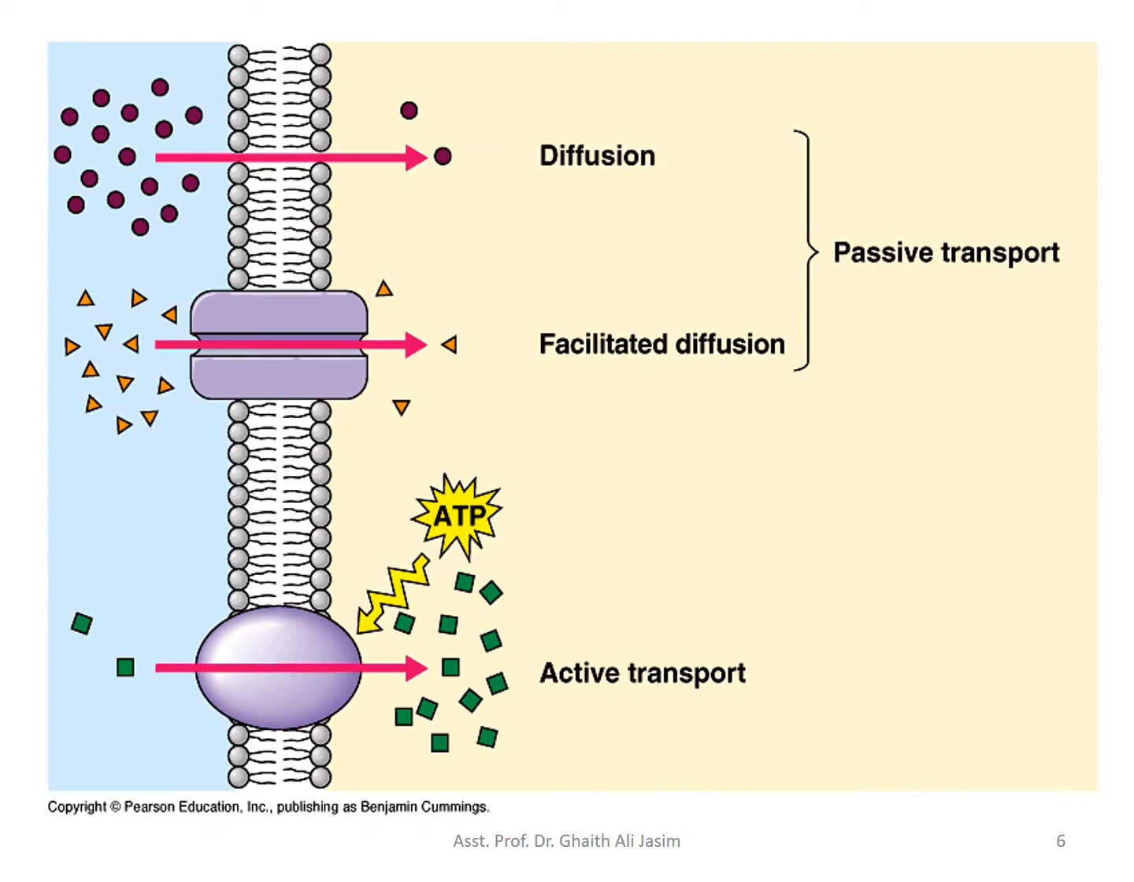Here also we can see an illustration of the type of transport which is happening. We can see diffusion and facilitated diffusion, which needs a channel, and also we can see that there is active transport that needs a specific type of channel called a pump and requires ATP for its action.